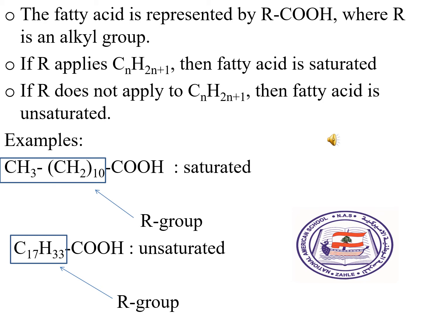Now the next example here, we've got C17H33, which represents the R group, and the COOH, which is the carboxylic acid group. Now, the C17H33 does not apply to CnH2n+1. Therefore, this acid is classified as unsaturated because 17 times 2 is 34, plus 1, it's 35. Since we have 33 for the H, it does not apply to CnH2n+1. Therefore, this fatty acid is unsaturated.